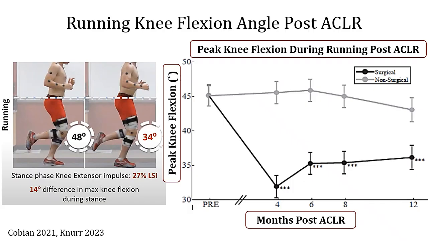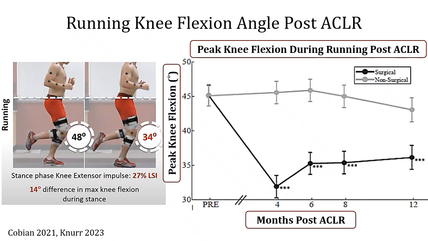Once again, you have the 4, 6, 8, and 12 months, and comparable to the loss of negative impulse and negative work seen on the previous slide, that correlates very strongly with the knee flexion angle. So it's not okay that people are coming off these injuries and walking with a stiffened knee, and it's certainly not okay that they're doing so with their running gait as well.